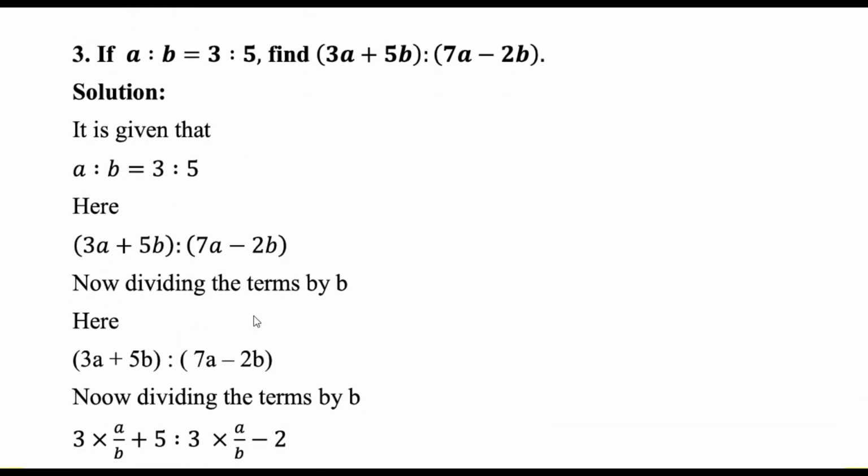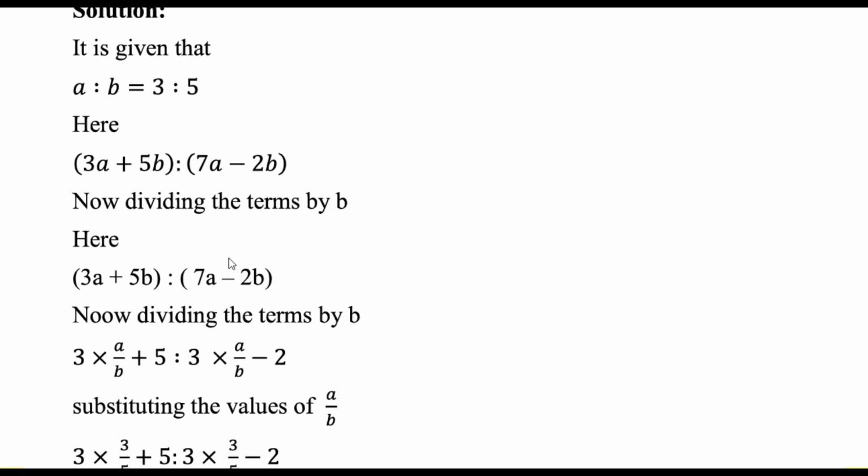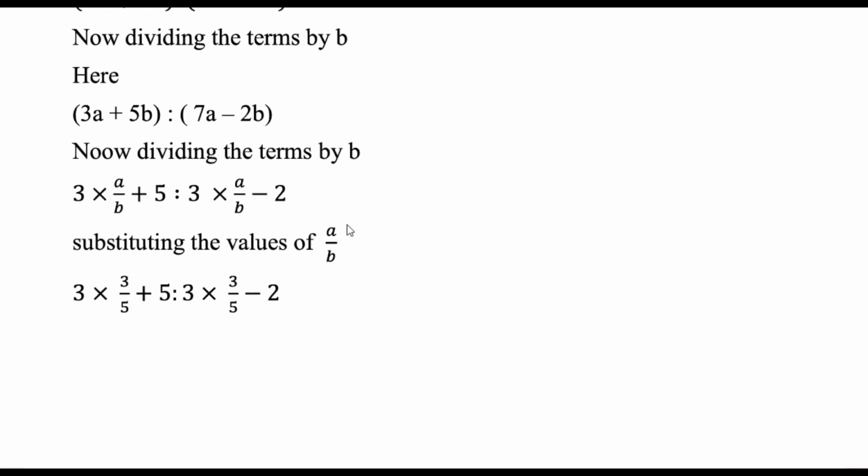Come to the next problem. If A is to B is equal to 3 is to 5, find (3A plus 5B) is to (7A minus 2B). Okay. So as given over there, A is to B is equal to 3 is to 5. Then here (3A plus 5B) is to (7A minus 2B). Now dividing the terms by B.